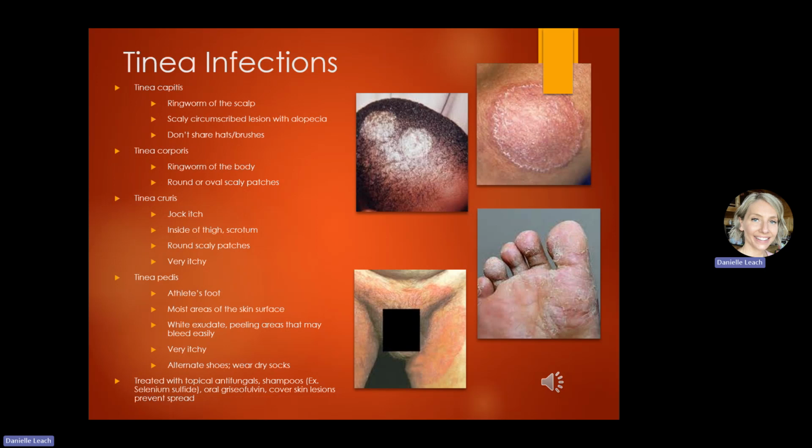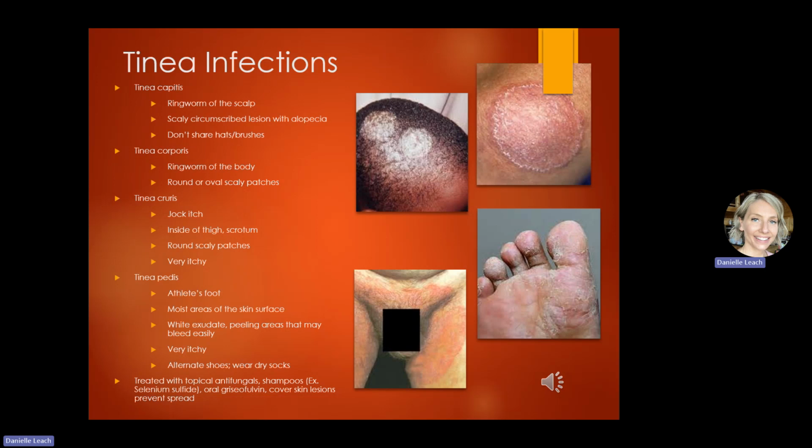Tinea cruris is sometimes called jock itch. So this is basically a fungal infection that can be on the inside part of the thigh, even on the scrotum of males. It's very itchy. There can be round, scaly patches with this also, or sometimes it sort of looks like this bottom left picture, like a big red area that's very, very itchy. Again, for this, topical antifungals.